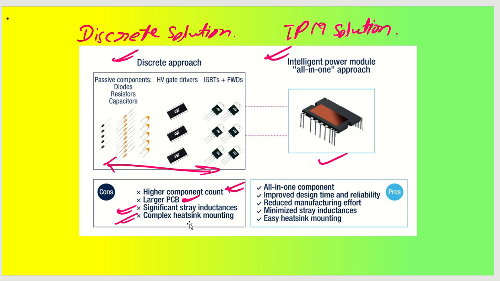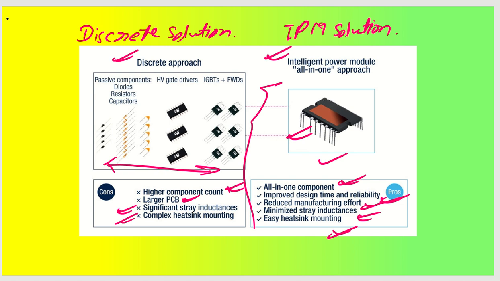Now let's get into the IPM side. In an IPM, all these components are in one. You can see it is an all-in-one component. We have improved design time and reliability. We have reduced manufacturing effort as well, so manufacturing cost will be a little lower because we don't have to assemble a lot of components. We have minimized stray inductances, and also easy heatsink mounting so that you can dissipate your heat properly.